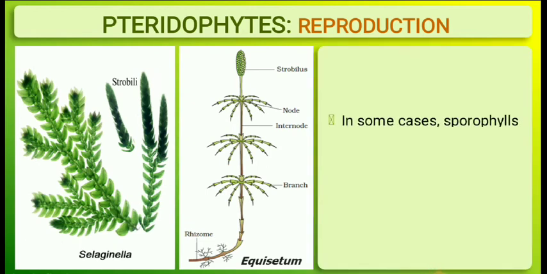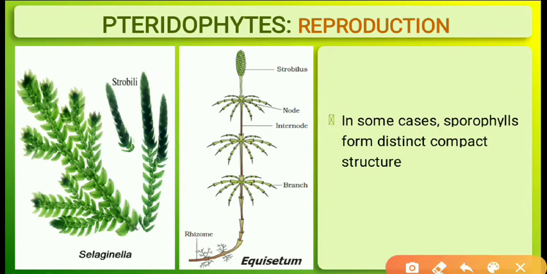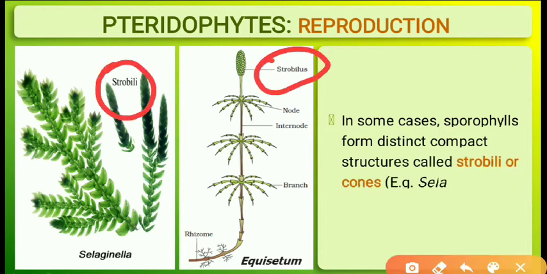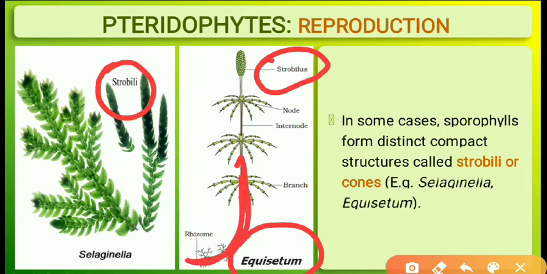Here is the Selaginella and strobili. These are the strobili, a cone-like structure. This is Equisetum. Equus means horse, and this part looks like the tail of a horse, hence the name horsetail. If we look at this plant, it has silica on its outer surface, meaning one of the contents of its cell wall is silica. These plants are responsible for forest fires. In some cases, the sporophylls are distinct and separate, and form a compact structure called strobili or cone. Examples are Selaginella and Equisetum.